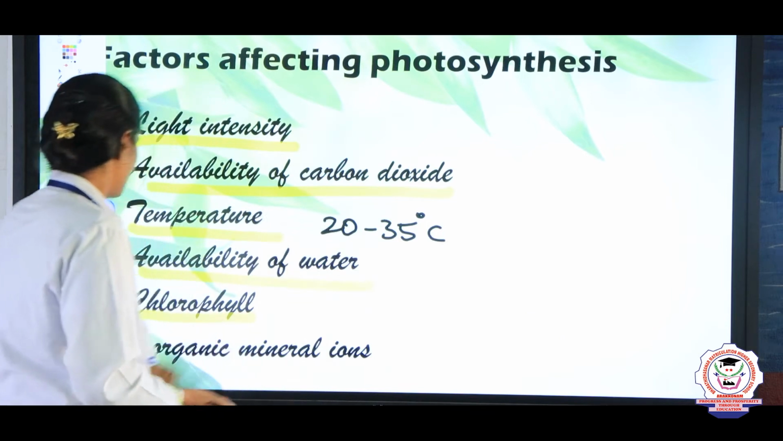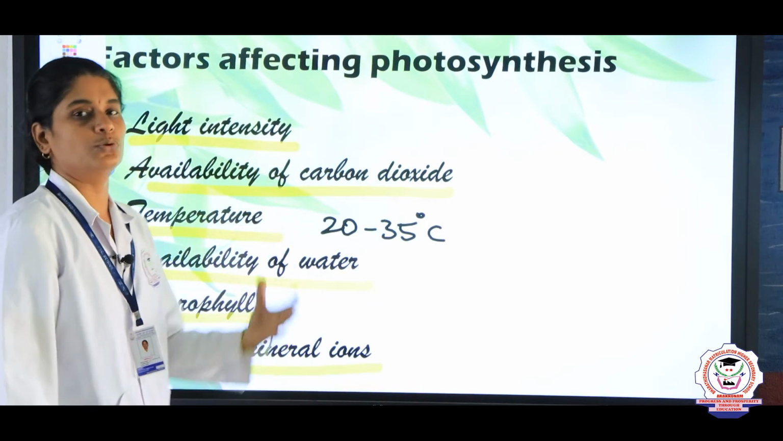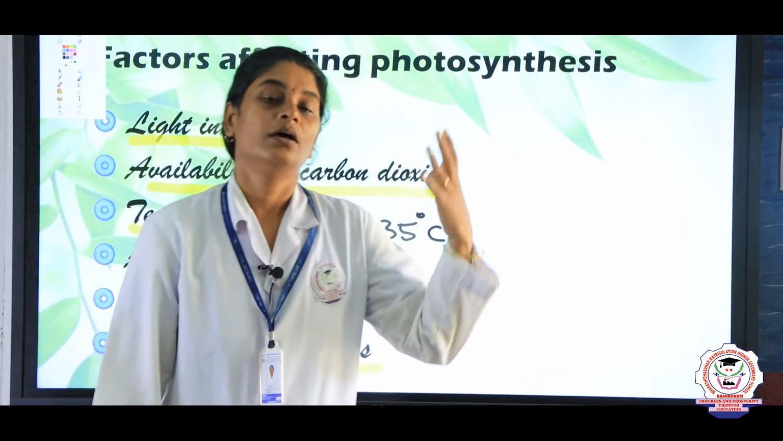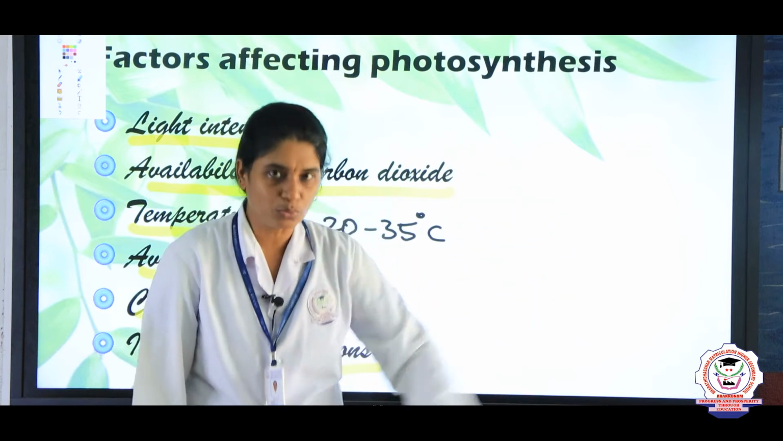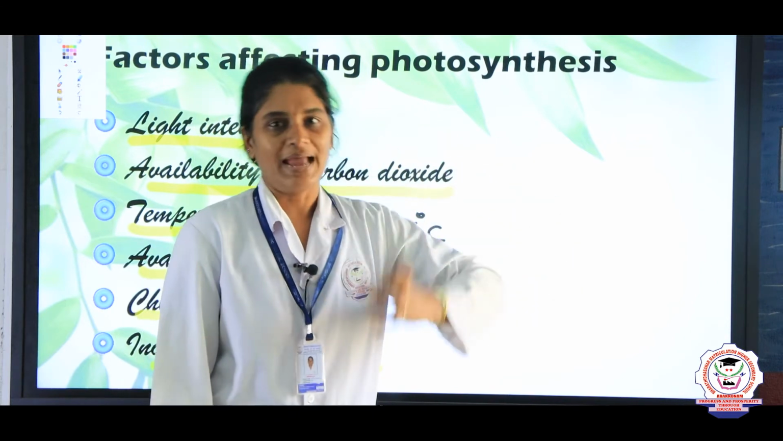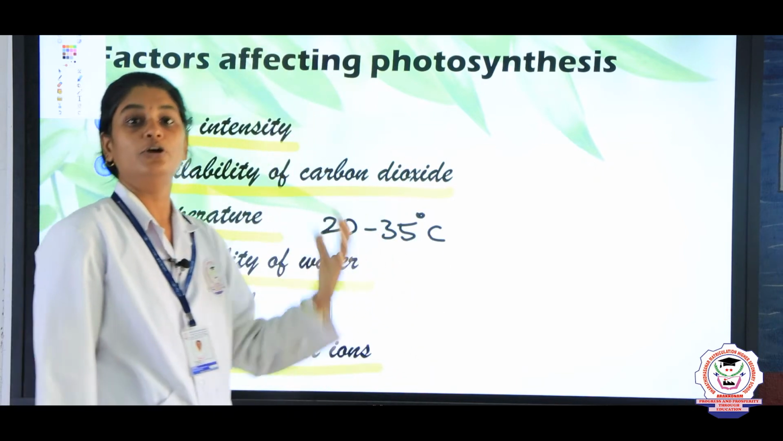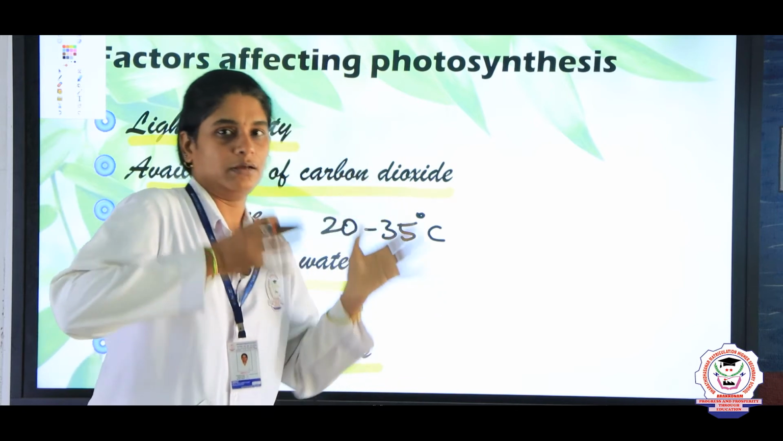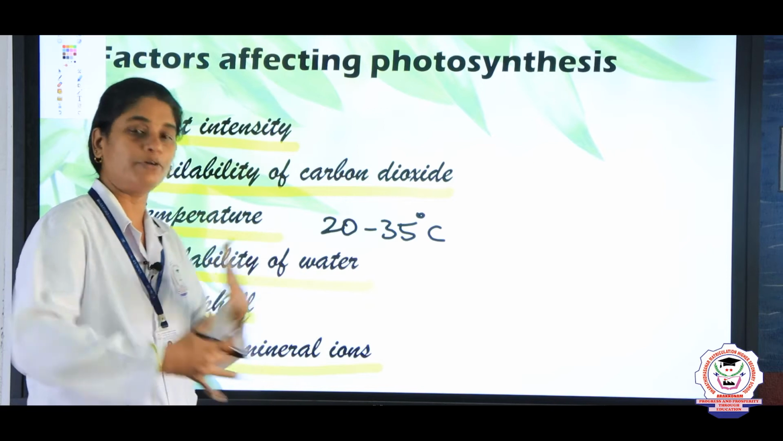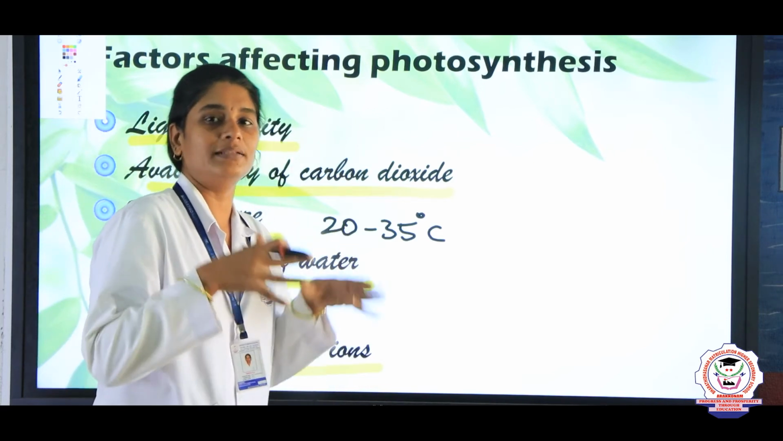Okay. The next one, inorganic mineral ions. We can see many minerals are present in the soil. These minerals are absorbed through the root hairs by the roots, and the minerals are passed into the plants to prepare the food. Okay. So, minerals are of course very important for the maintenance of the plant. Even though minerals are not required to prepare the food, the plant needs some minerals to maintain its health.